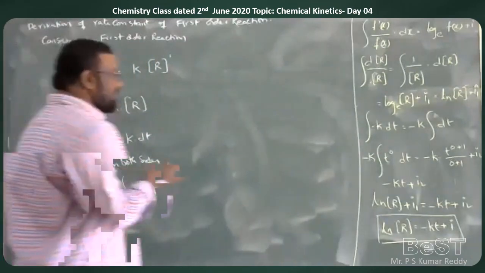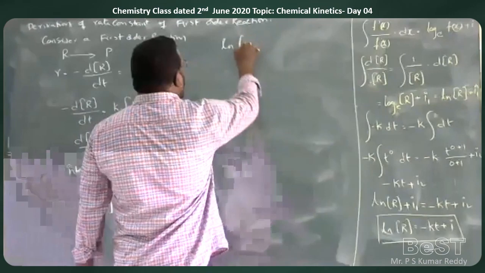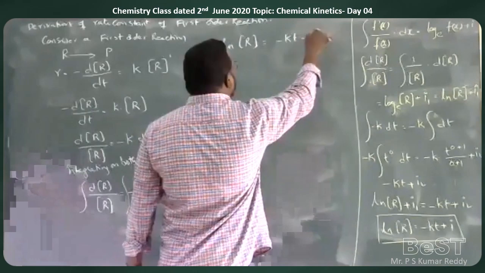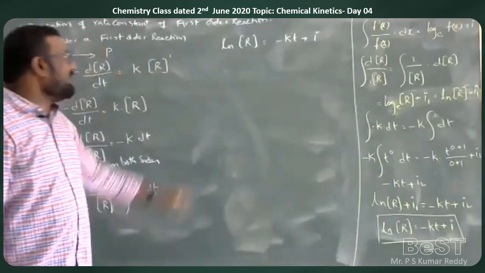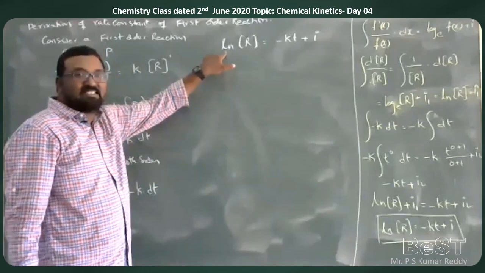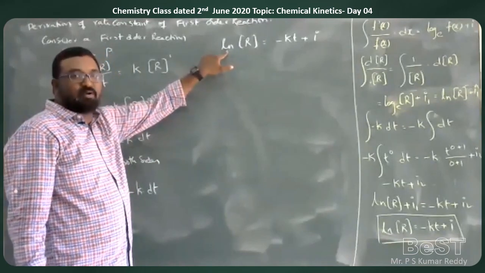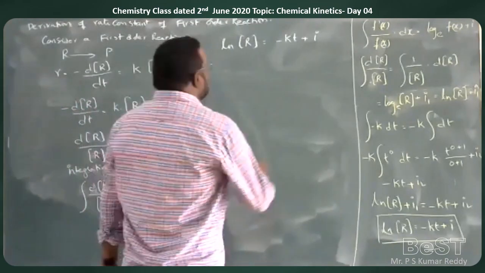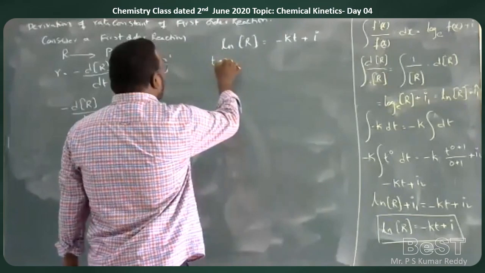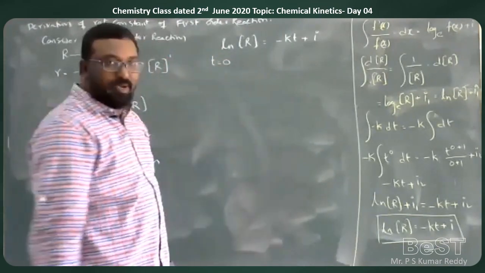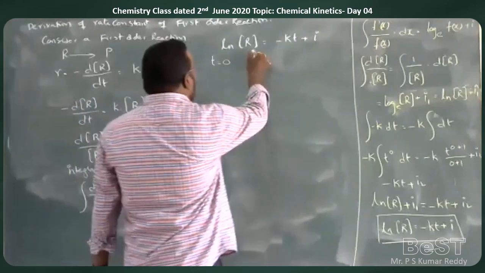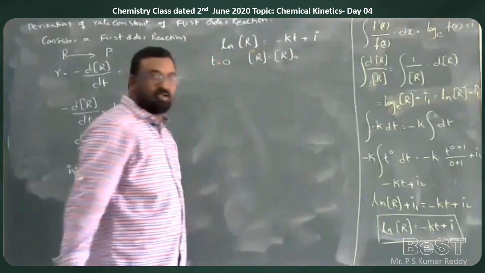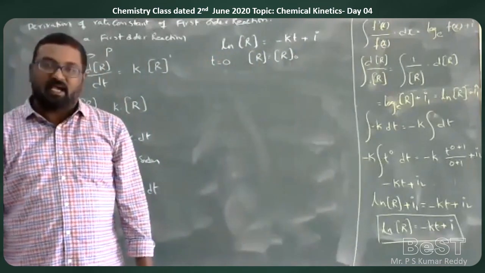That means ln of R equals minus kt plus I. Here ln of R means log to the base e. Log to the base e is called ln or Napier logarithms. Now initially, when t is equal to 0, R is equal to R naught, that is, the initial concentration of the reactant is R naught.